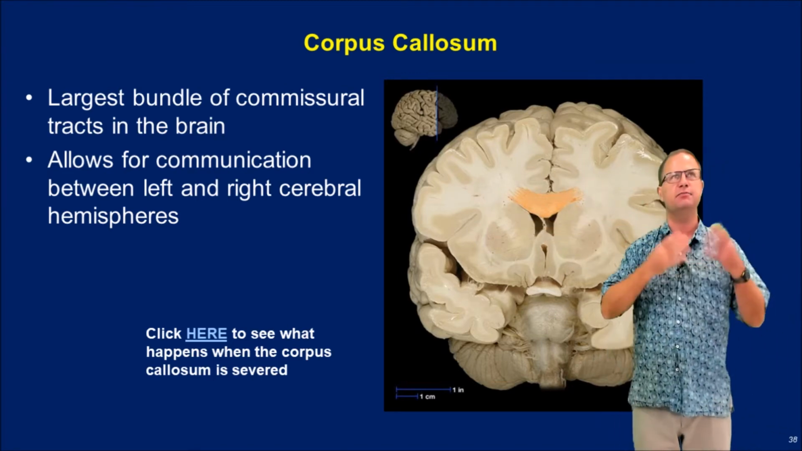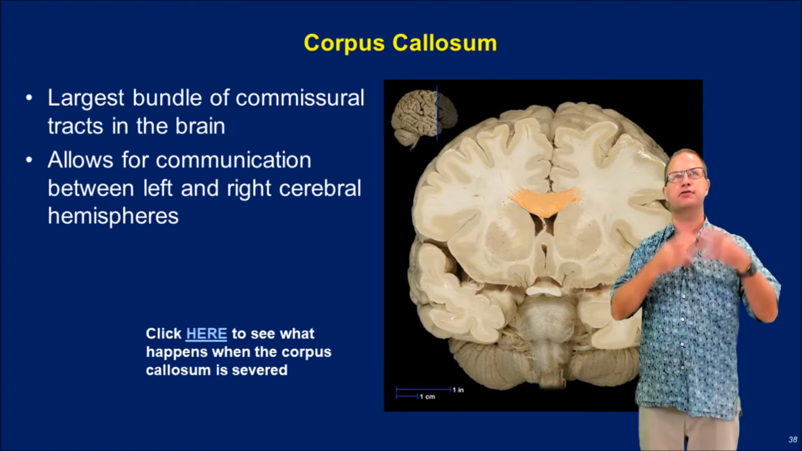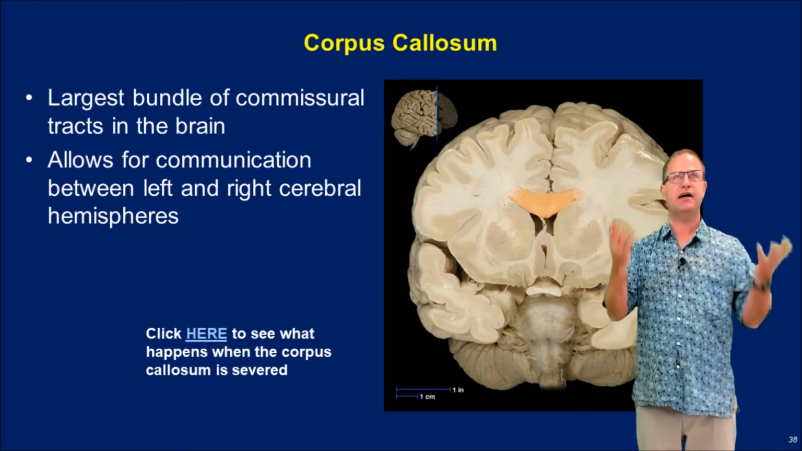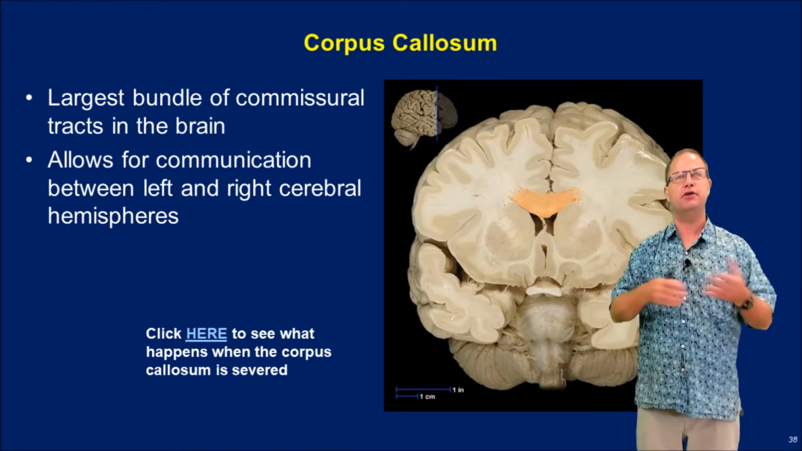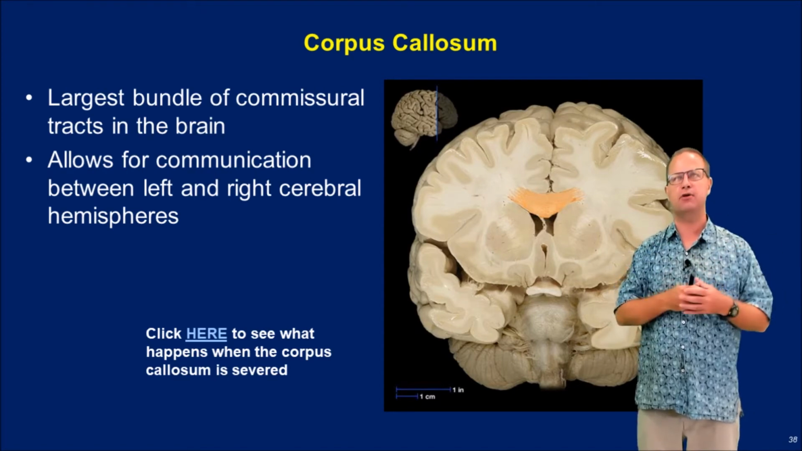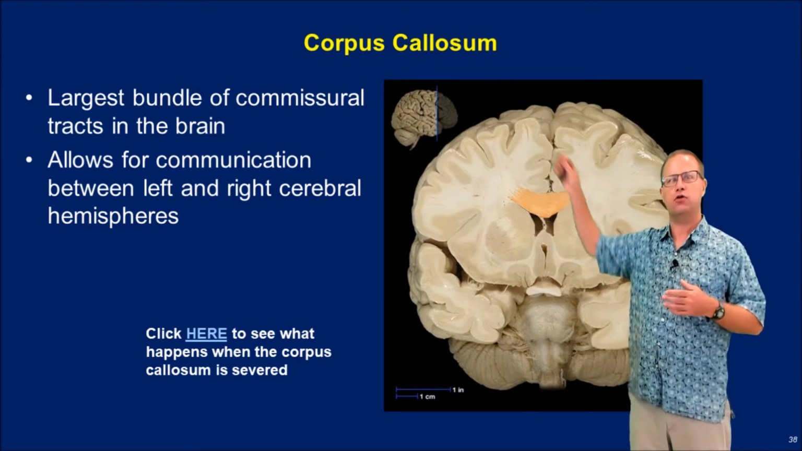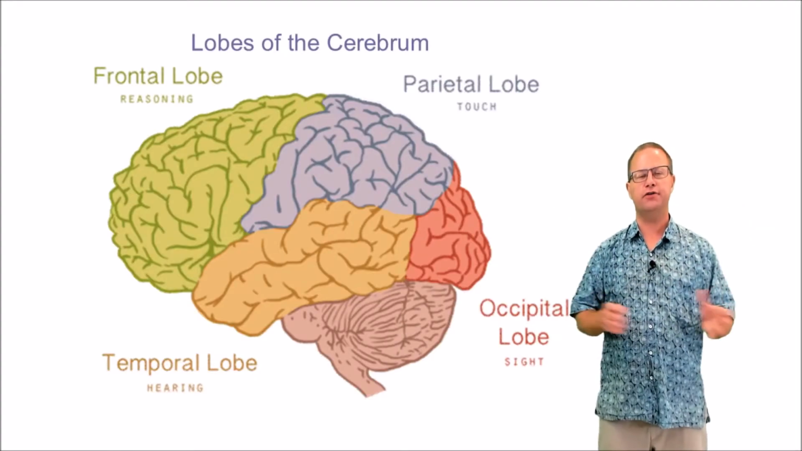In fact, there have been some people in the past who had such severe seizures that the only recourse for treating them was to go in and cut the corpus callosum. Sometimes that would actually alleviate the seizures, but it also resulted in some peculiar sensory and processing abnormalities. If you want to hear more about what happens when we cut the corpus callosum, click on the link at left. Okay, so on to the cerebral cortex.